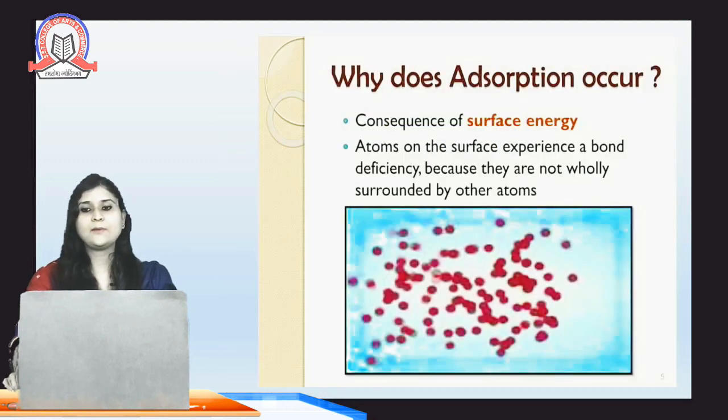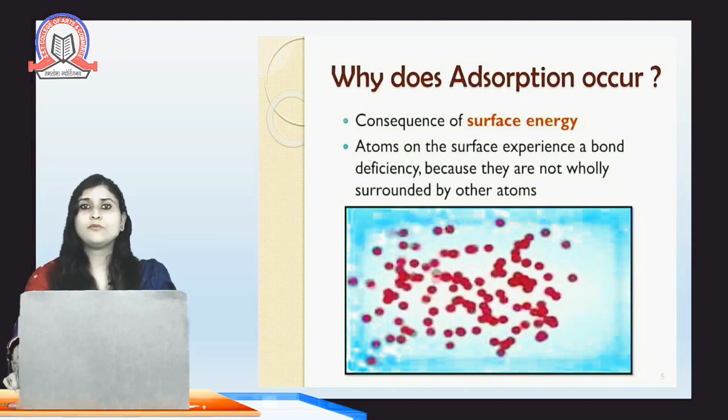Now, why does adsorption occur? It is a consequence of surface energy. As we know, different liquid or solid surfaces have their own energy because of the arrangement of atoms, particles and their intermolecular or interatomic energies. Atoms on the surface experience a bond deficiency because they are not wholly surrounded by other atoms. So, on the surface, we can see bond deficiency.